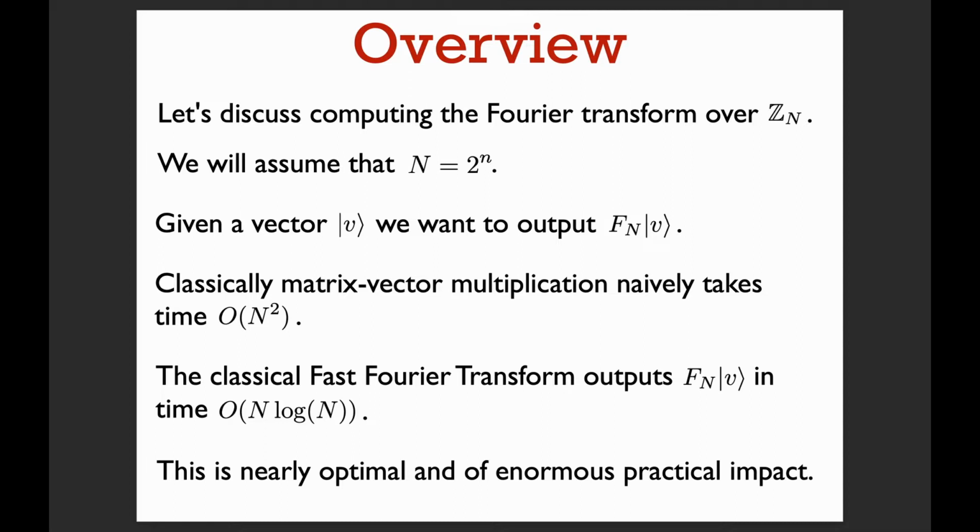Now, in the special case of Fn, the Fourier transform, there's actually a classical algorithm that can compute this matrix vector product in time order n log n. That's quite a remarkable result and has lots of practical applications. I encourage you to look at how the classical fast Fourier transform works. Note that this order n log n is nearly optimal, because it's always going to take you time omega of n just to write down the output, because the output has capital N many entries.